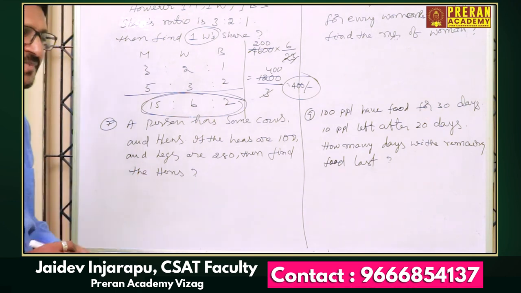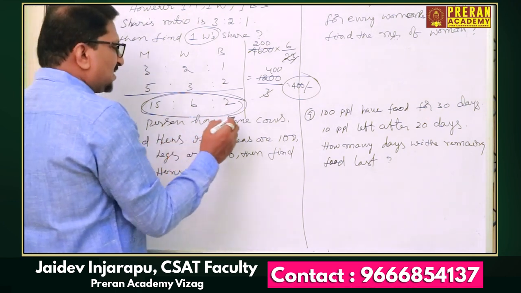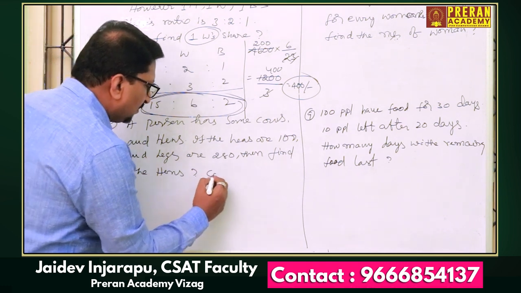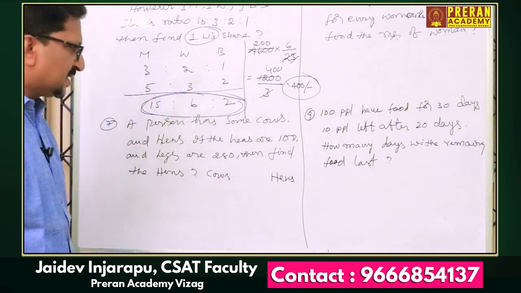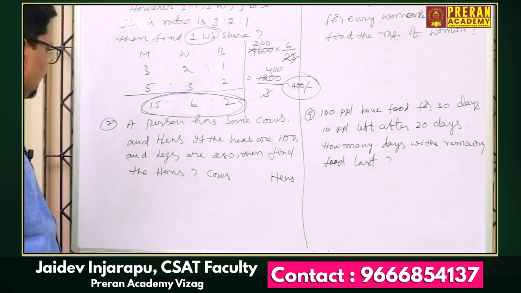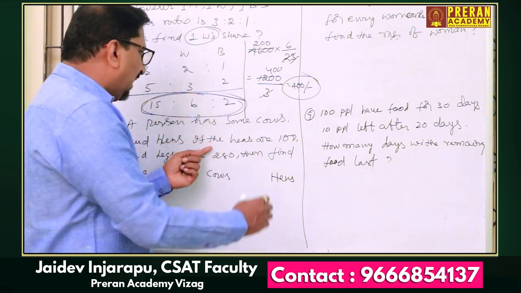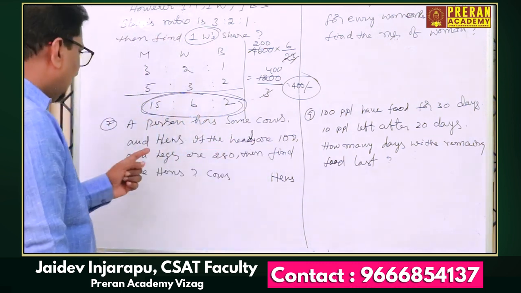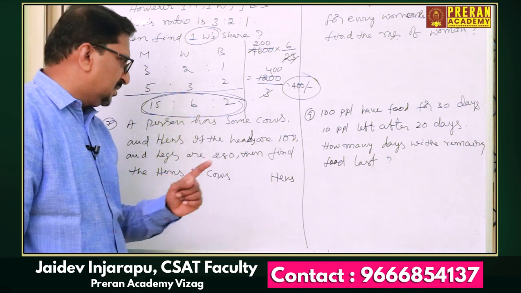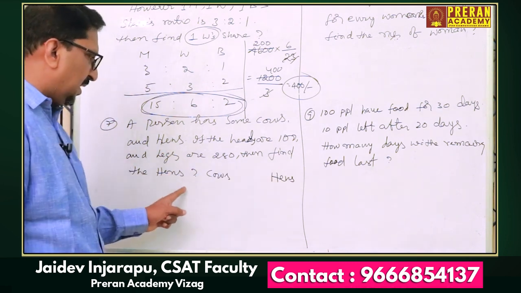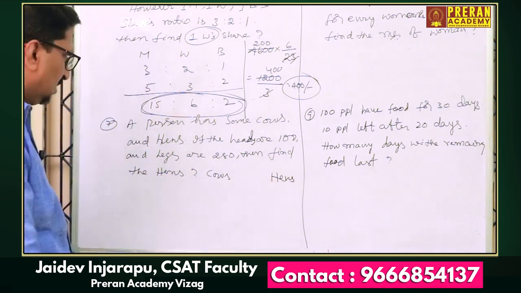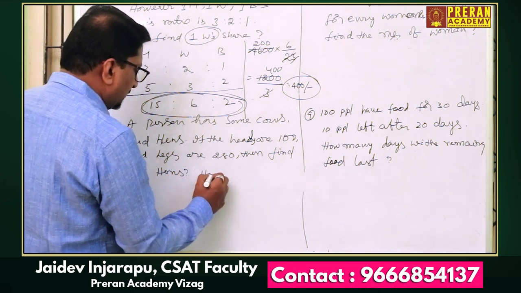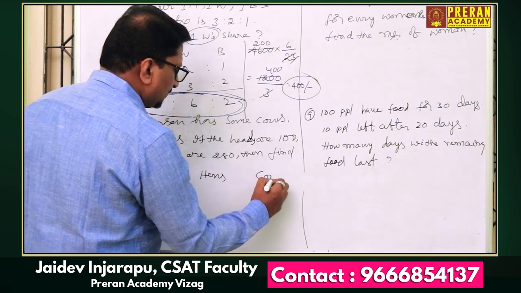This is interesting. A person has some cows and some hens. If the heads are 100 and legs are 280, then find the number of hens. That is the question. To calculate easily, we can write like this: hens and cows.